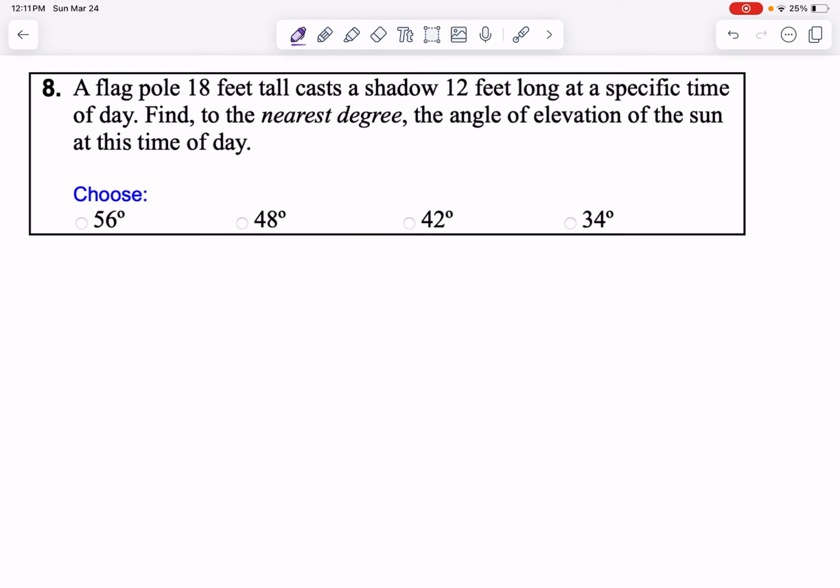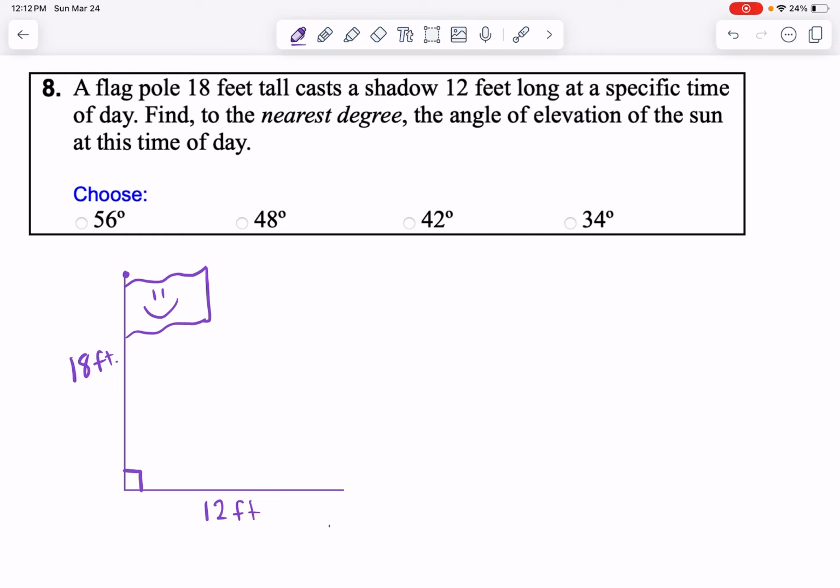That's where I like to start all these problems. So we're going to draw our flagpole. I'm even going to throw a little flag on here. It'll be the flag of Happy Town. And we're talking about the shadow. So this is an 18-foot tall flagpole, and it casts a 12-foot long shadow. And this is our right angle.